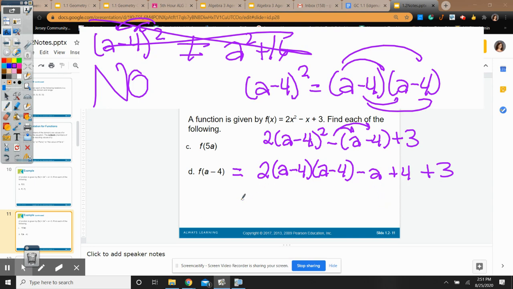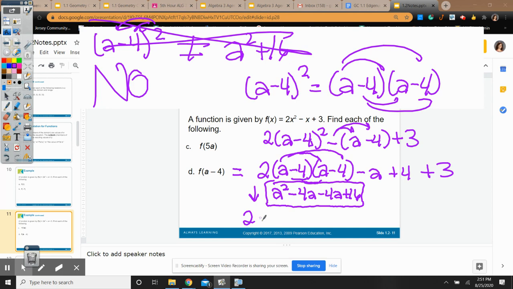I'm going to save this 2 for a minute. I'm going to bring that down. And I'm going to double distribute this. A times a is a squared. Then we have a minus 4a. And you have another minus 4a plus 16. So this guy is what the a minus 4 times a minus 4 is. So that's a squared minus 8a when I put those two 4a's together plus 16 minus a plus 7.